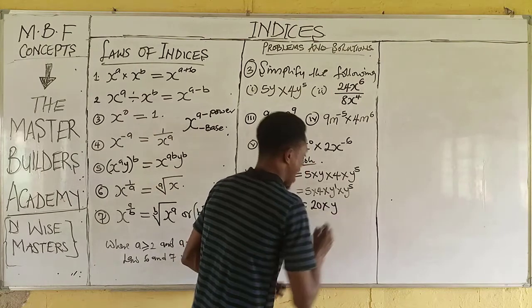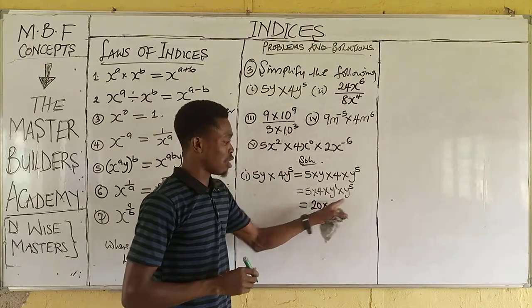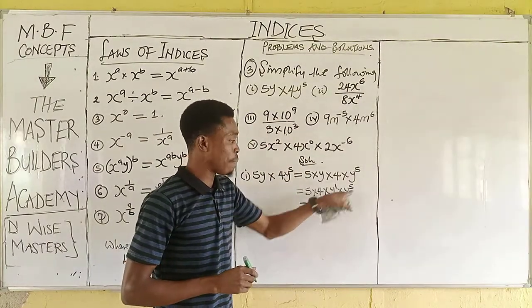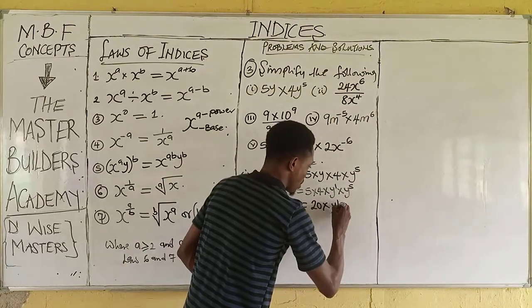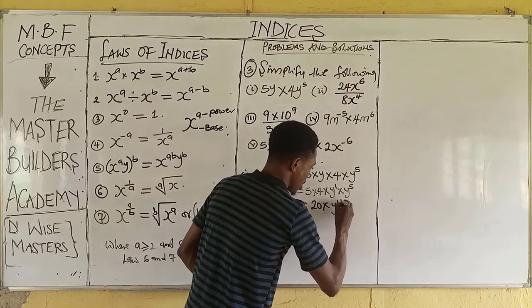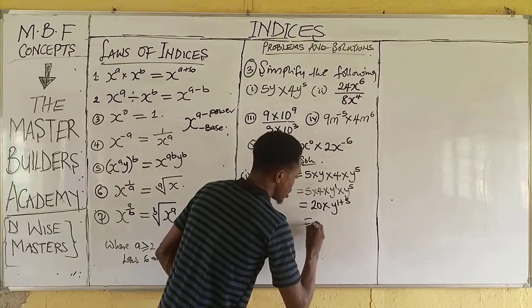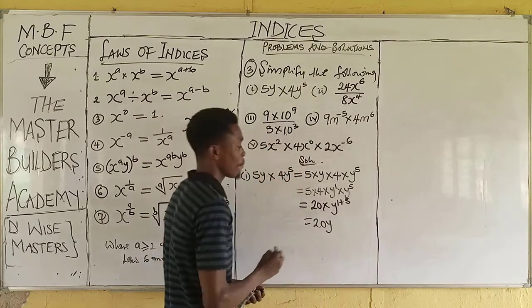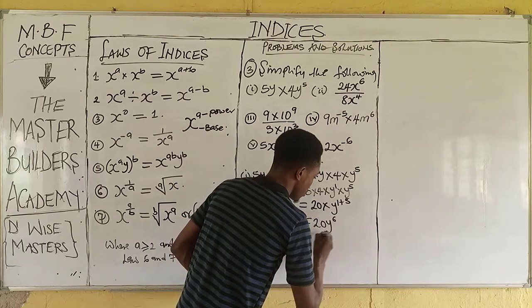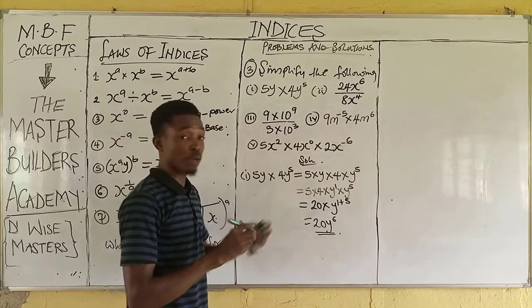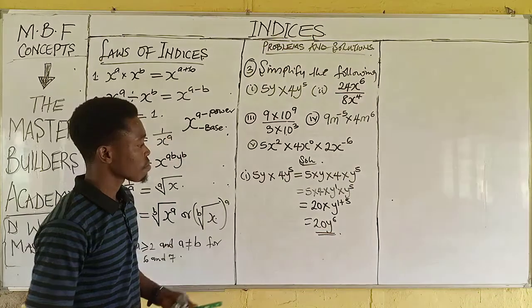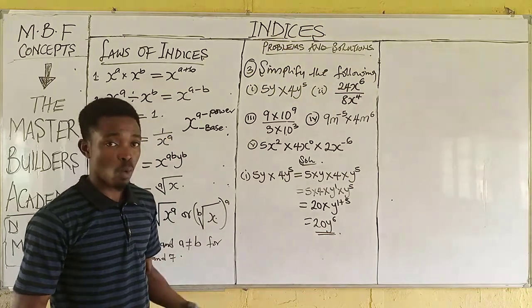Multiplied by, I want to apply the first law of indices. So I will pick one of the bases, y, this is y multiplied by y. Then pick the first power, which is 1. Multiplication turns to what? Addition. I have this. Then finally, this will have given us 20y raised to the power of what? 6. This is the answer, because 1 plus 5 is 6. We are done with Roman figure 1.